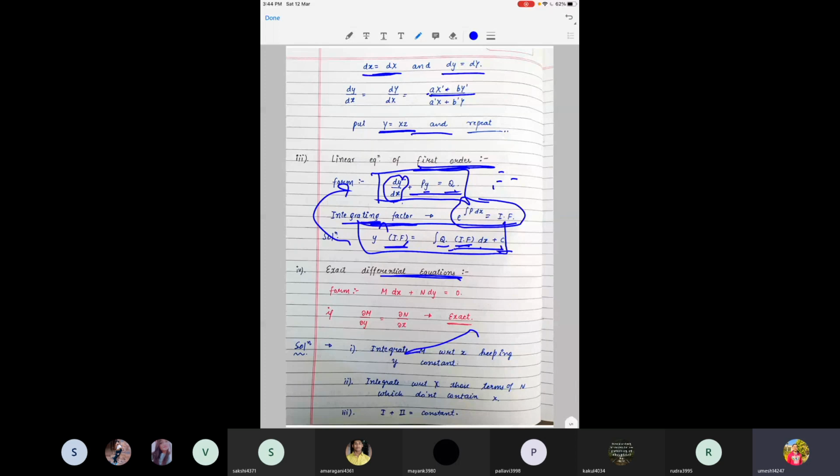Okay, so like the linear equation, the first order equation, its form was dy by dx plus py is equals to q. So if an equation is an exact differential equation, then it is in the form of m dx plus n dy is equals to 0. Like with dx we have some m, with dy we have n, and that is equal to 0. If it is not equal to 0, we have to make the equation equal to 0. And with x we have m and with y we have n.